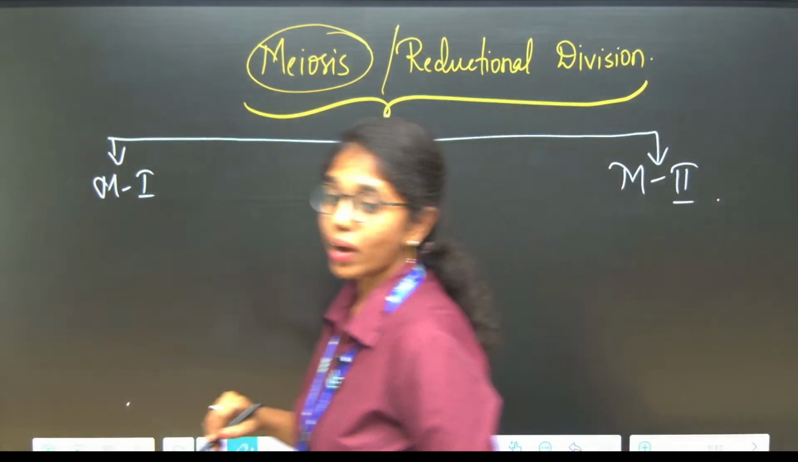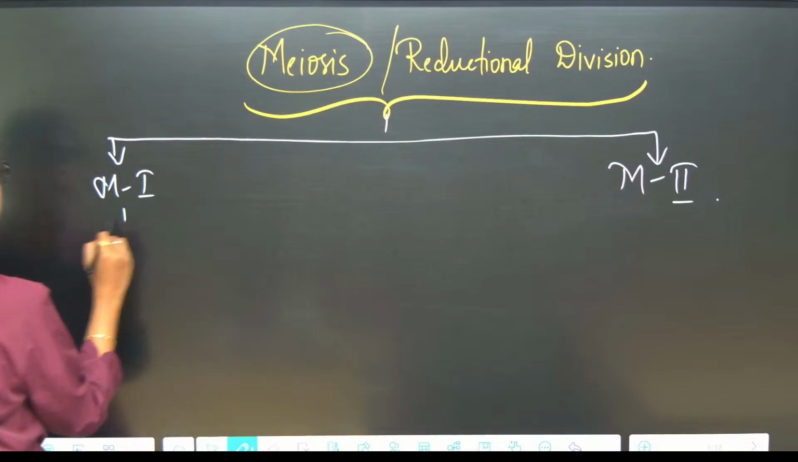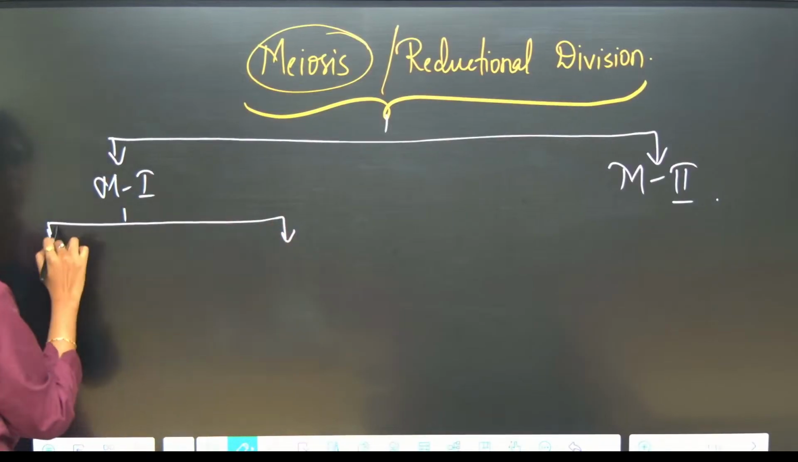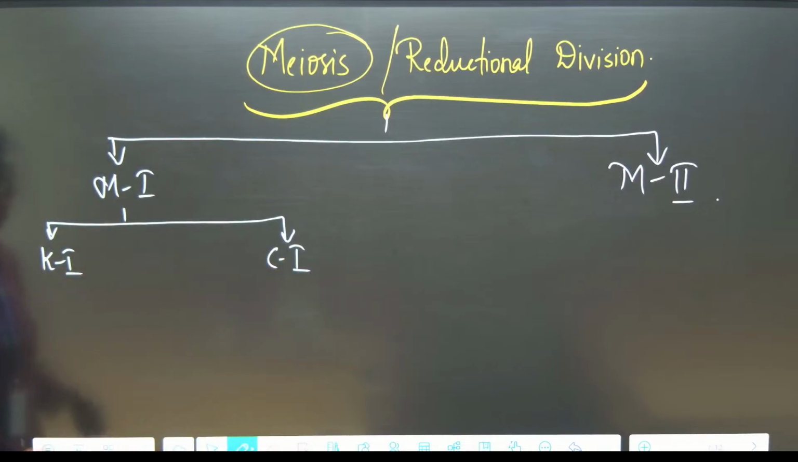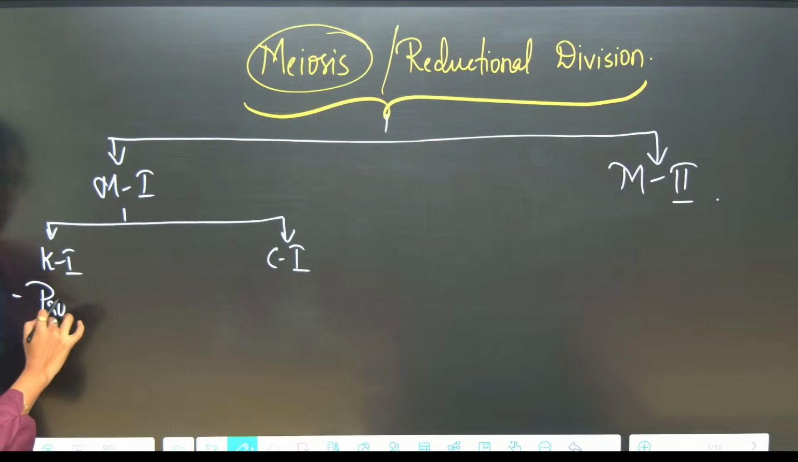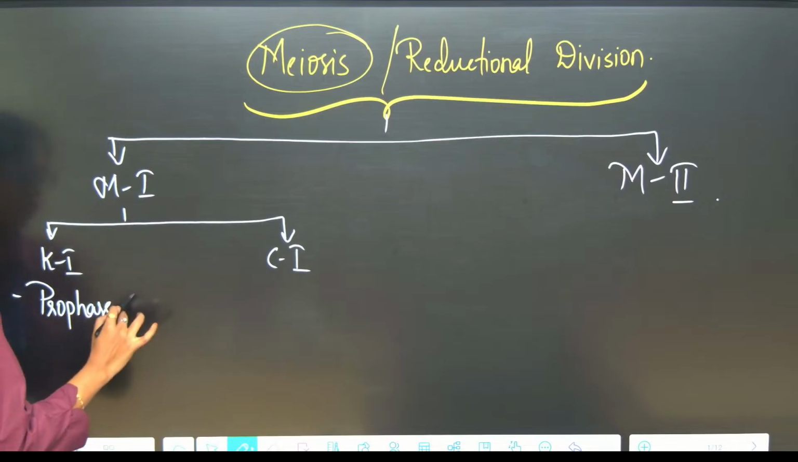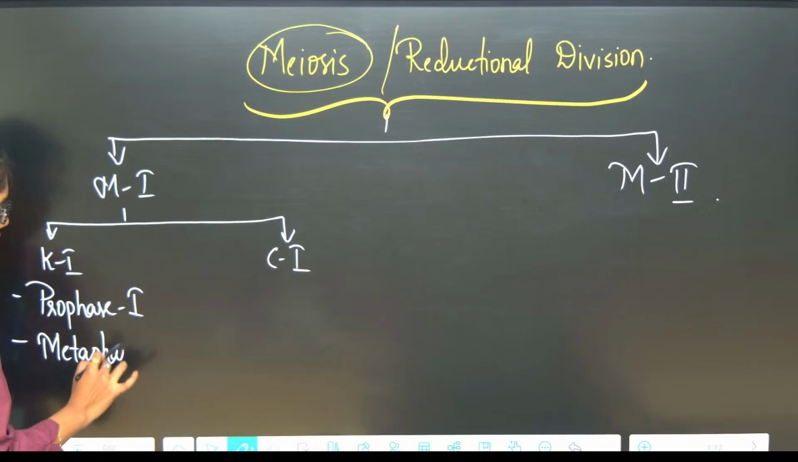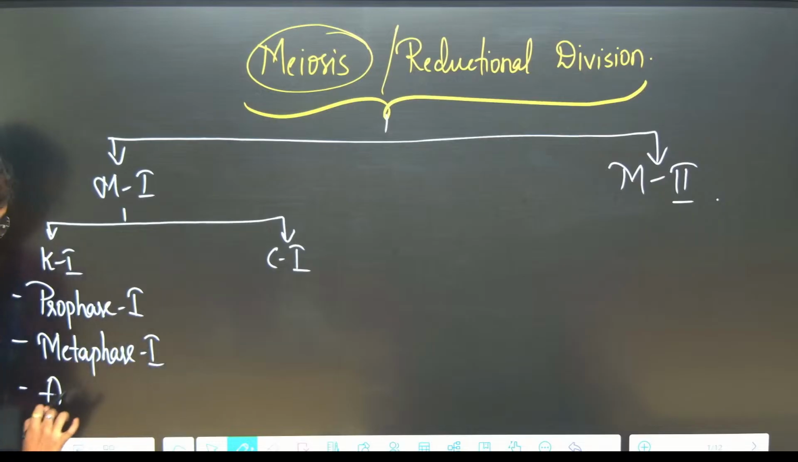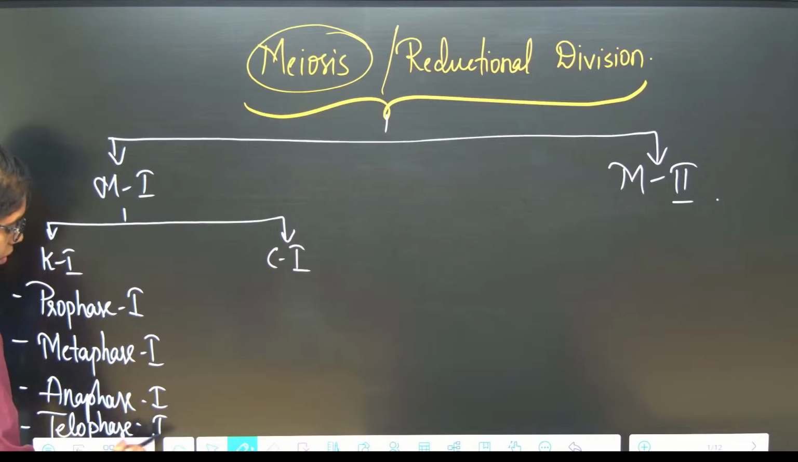Fine. Meiosis I, if you look into, we have both karyokinesis I and cytokinesis I. In karyokinesis I, we have what? Prophase 1, metaphase 1, anaphase 1 and telophase 1. Parallelly take down: prophase 1, metaphase 1, anaphase 1 and telophase 1.